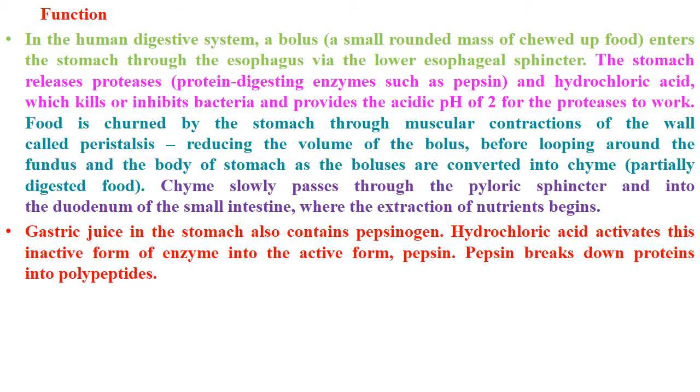Hydrochloric acid activates the inactive form of enzyme into the active form pepsin. Pepsin breaks down proteins into polypeptides.